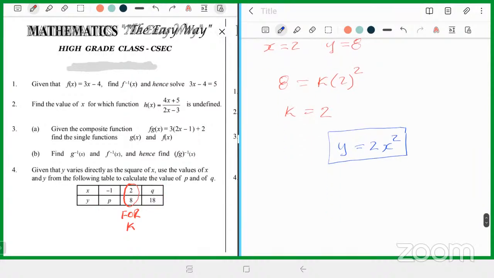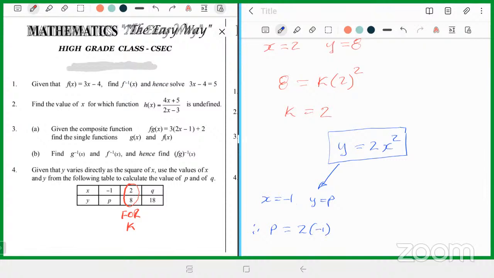Let's say we're using it on the first pair right here, which is that x equals -1 when y equals p. We are substituting these values in the formula to find out what p is. So we can say, therefore, the y value is p. I'm going to put p for the y value, is equal to 2 times the x value, which is -1. I'm going to put -1 for the x value.